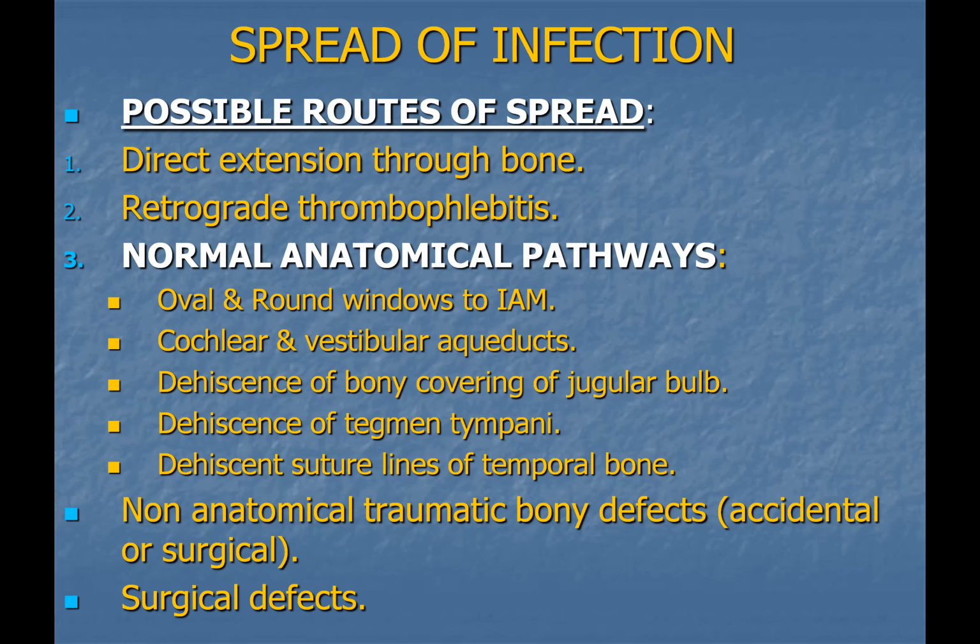Well, how would this infection spread? This infection can spread by direct bone erosion, by causing venous thrombophlebitis, or through preformed pathways, like the oval or round window in the middle ear cleft. Infection can easily spread through the oval and round window, or if there is dehiscence of any bony covering of the jugular bulb, or dehiscence of the tegmen tympani, then this infection can easily spread through the middle ear cleft.